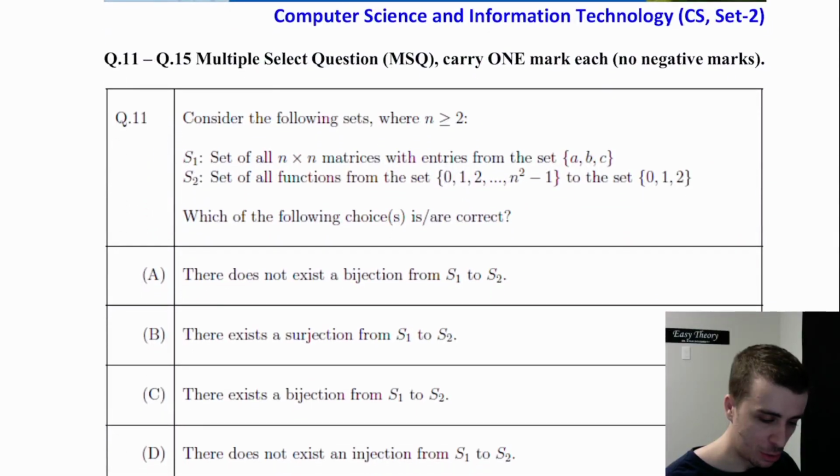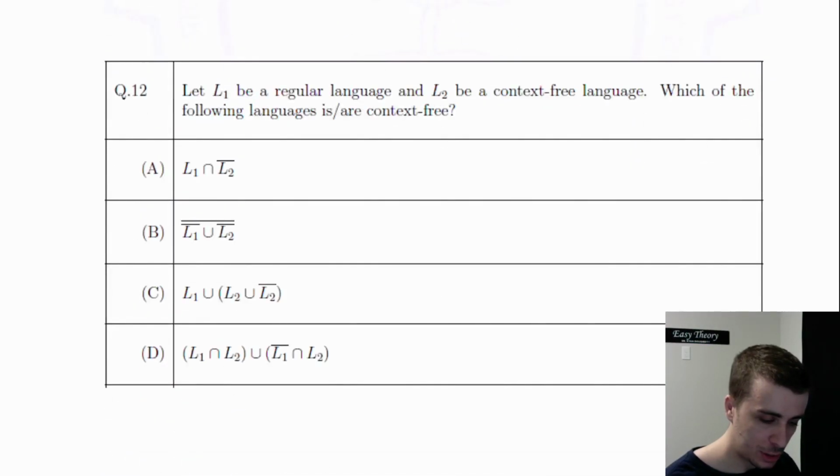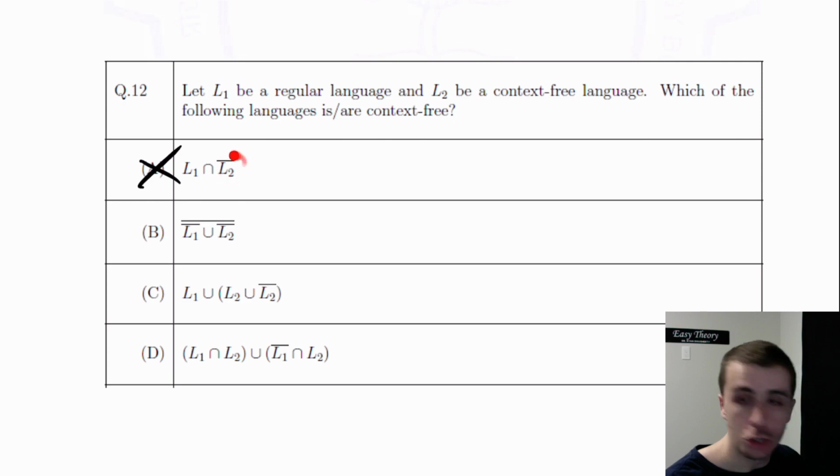Let's see. So we have functions. Okay, let L1 be a regular language and L2 context-free. Which of the following is context-free? So this one, we actually just went over this. This one is not going to be right because if we let L1 be sigma star, and L2 be any context-free language whose complement is not context-free, then this is not context-free.